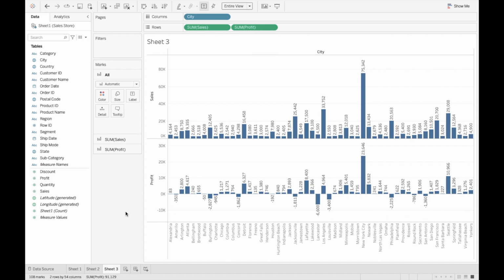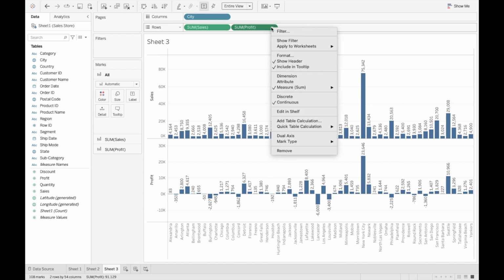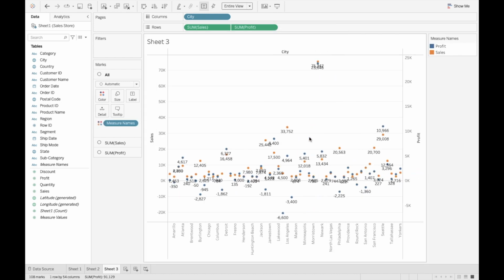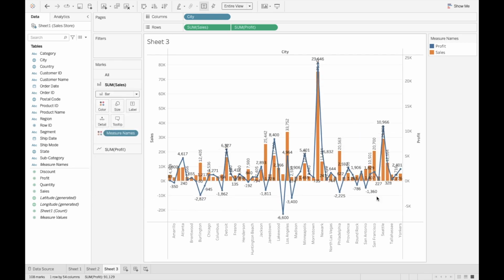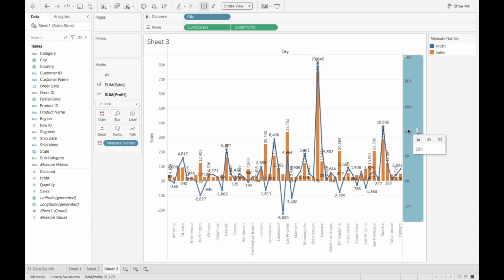Now this figure is called a dual chart, not a dual axis chart, as two charts with a single axis are showing in a single chart. Now click on this profit, select dual axis. Now change the chart types. Now just synchronize the axes so that both axes represent the same value.